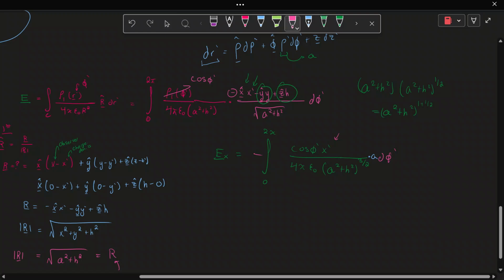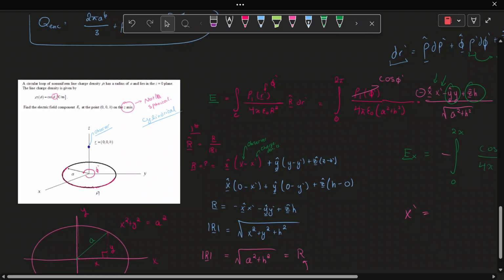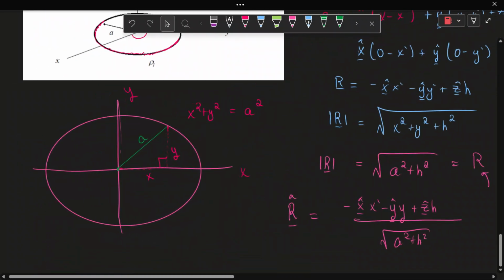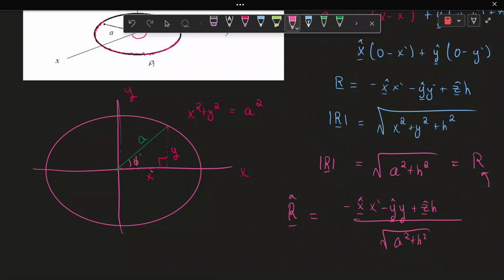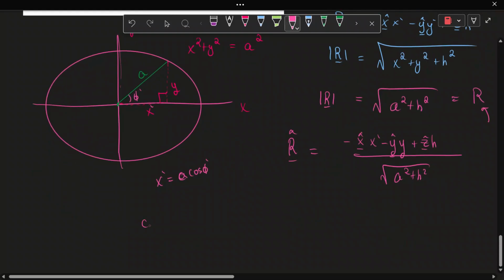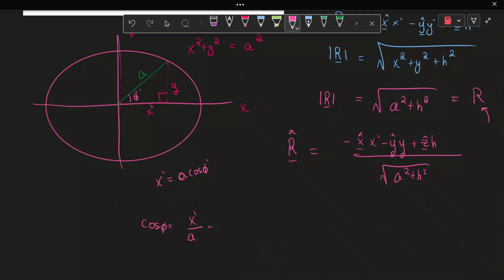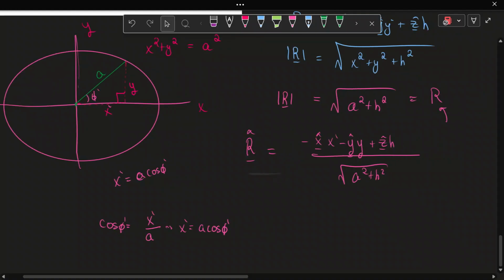So now, anyways, x prime. X prime is equal to what? Well, remember what we did? We drew a circle. What is this x component? X prime is the component of our triangle. Well, if this is phi prime, x prime is equal to the adjacent, right? So we have a cosine of phi prime. If you want to see the steps, cosine of phi prime is equal to the adjacent divided by the hypotenuse, which then gives you x prime is equal to a cosine phi prime. So hopefully this made sense.